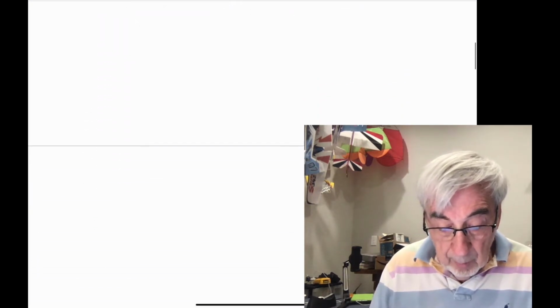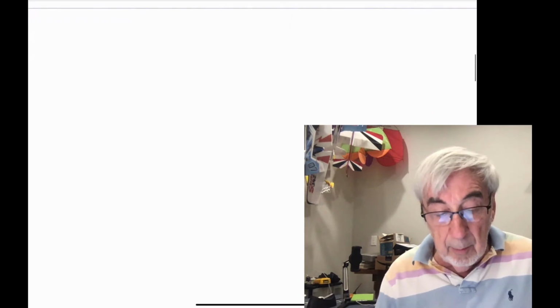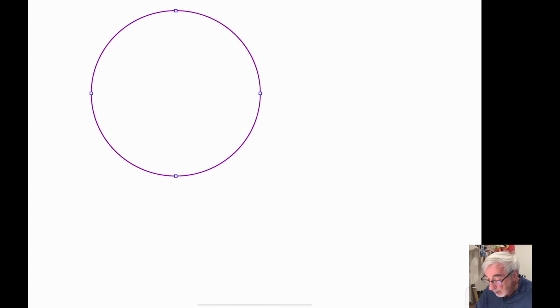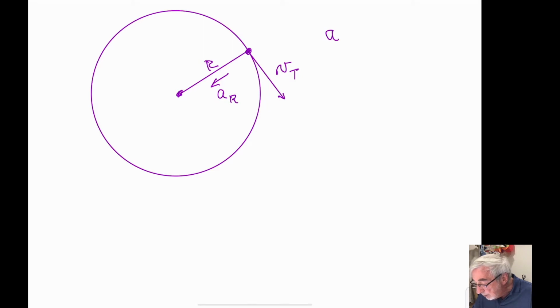So let's look at circular motion, going all the way back to the early days of the course. If you have a particle that's moving in a circle with a radius r and a tangential velocity like that, if this is the v tangential, then you recall that there's a radial acceleration, a radial, which is v tangential squared over the radius. That's in terms of the tangential velocity and the radius.